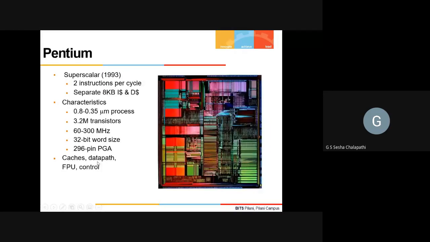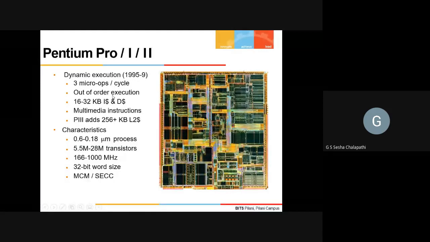Then you had the Pentium, which is 1993. It had a 0.35 micrometer, that is 350 nanometer process, 3.2 million transistors, 300 megahertz, and it had caches, data paths, floating point unit, control unit, and so on. It had separate instruction and data memory.